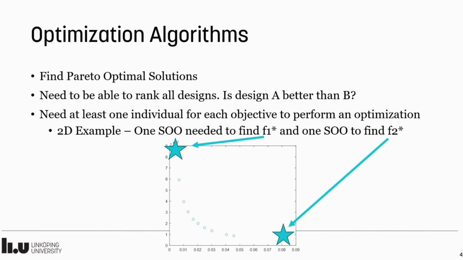But we also need to have, if we use evolutionary algorithms, for example, or other population-based algorithms, at least one individual for each objective to perform optimization. That is because we need at least one individual to explore and try to minimize F1, and another one to minimize F2, and so on. And then we would still not get any information about what happens when both F1 and F2 should be quite small. So we need at least one individual for each objective, and this means that the more objectives we have, the larger population we need to have as well.